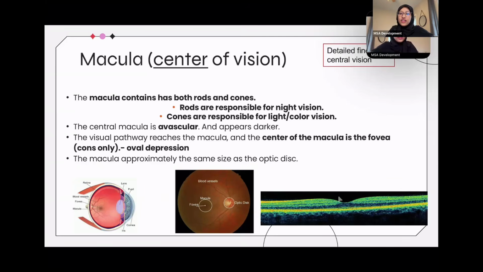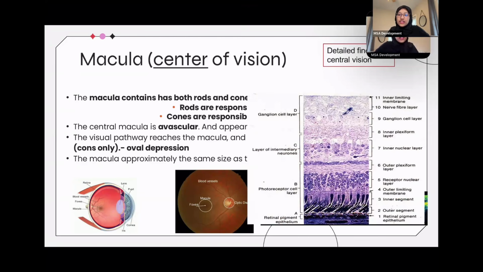In the fovea, it only has cones, so not the rods. Cones are for color. Remember C and C. Rods are for night vision. Okay, so this is your central vision. Just remember that. Now, the reason why it's darker is because it's avascular, so it doesn't have blood supply. And I talked about the fovea in the middle, and that's mainly it for now.